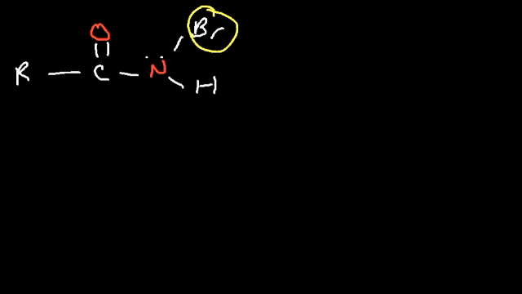Now what's going to happen next? The next thing that we need to do is we need to use the base hydroxide. Due to the presence of this electron withdrawing group, this hydrogen is going to be more acidic. Anytime you add an electron withdrawing group to an acid, the acid becomes more acidic. So it should be easier to remove this hydrogen.